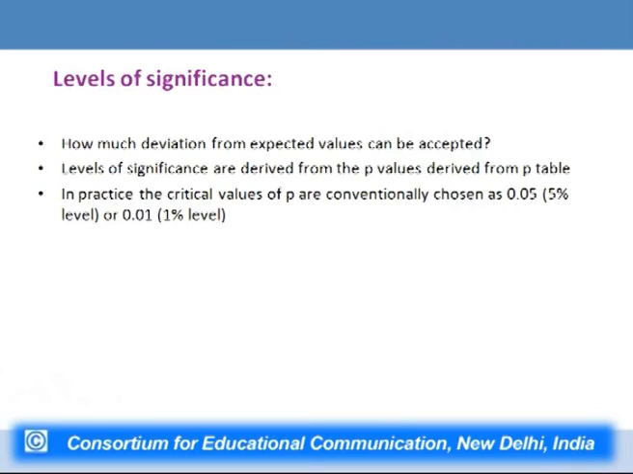Now, how much deviation can we accept from the expected value? Suppose an experiment shows a very high deviation and another experiment shows very less deviation. Which one is appropriate? Which data are we going to accept for that particular hypothesis? For that, we have to derive the level of significance. So, level of significance for any experiment is derived from p values, which is again derived from the p table. In practice, the critical values of p are conventionally chosen as 0.05, which is equal to 5% level, or 0.01, which is equal to 1% level. 0.05 can also be written as 95% confidence level.